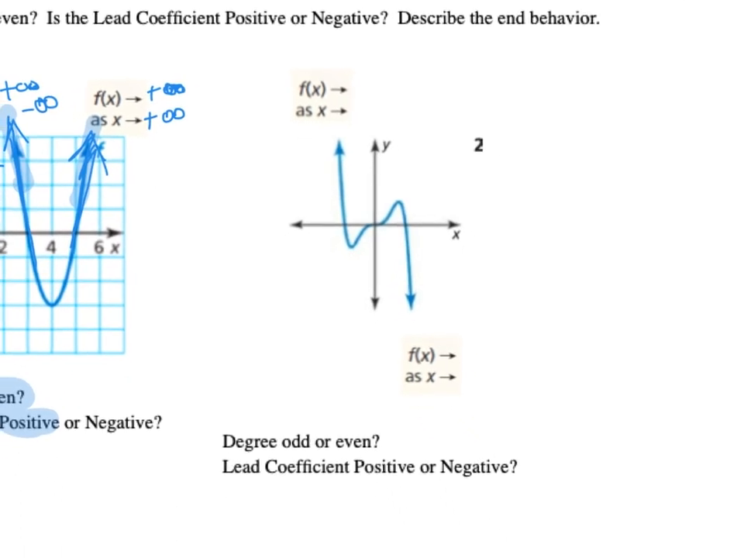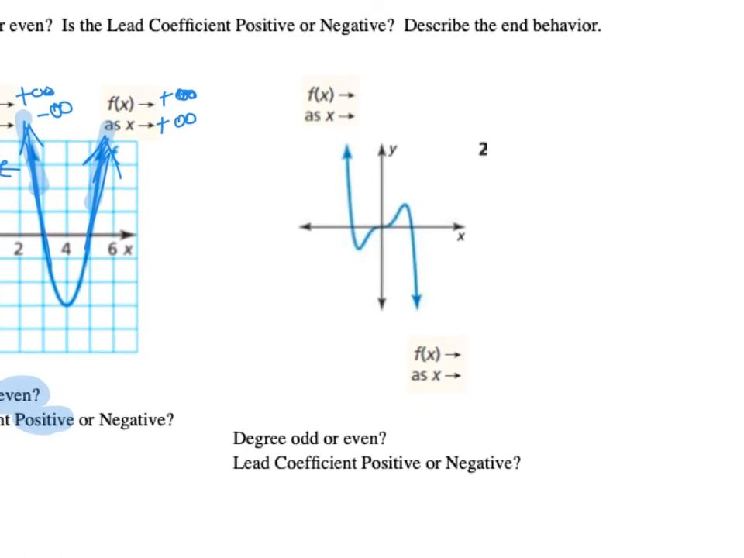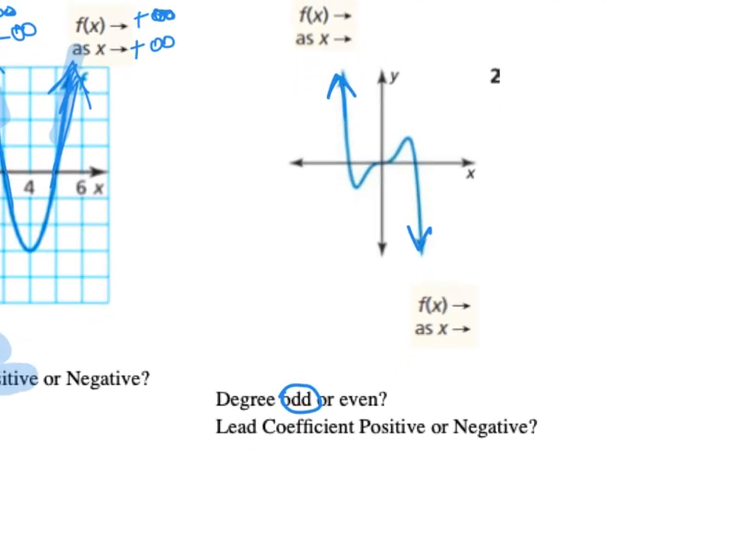Okay, let's look at the second one here. First of all, I noticed that one end is going up, one end is going down, which tells me that it is an odd degree. That's one way we can tell. And the lead coefficient, if I follow my graph from left to right, it starts high and ends up going down. It is going down from left to right, so it is a negative lead coefficient.